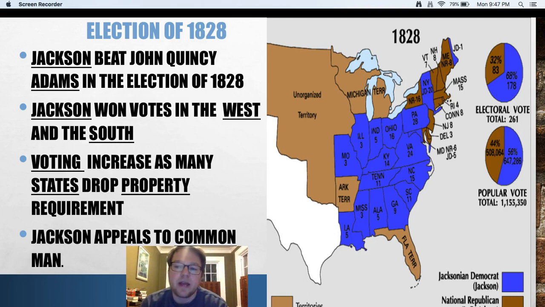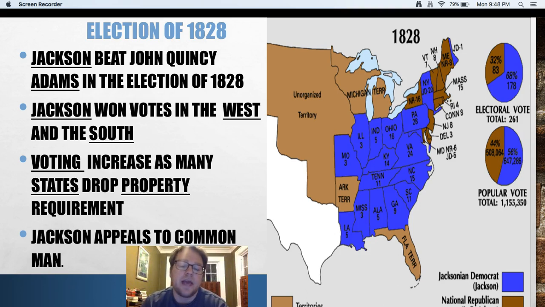We have the Democrats against the Republicans. Again, don't get it twisted with the Democrats and Republicans today, or the Democratic Republicans we've already talked about. Very, very different political party viewpoints. The Jacksonian Democrats are going to appeal to the people, and Jackson appeals to the common man.